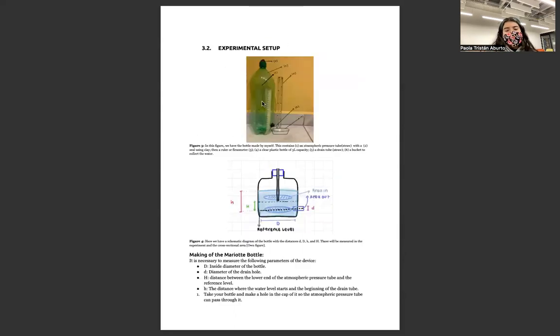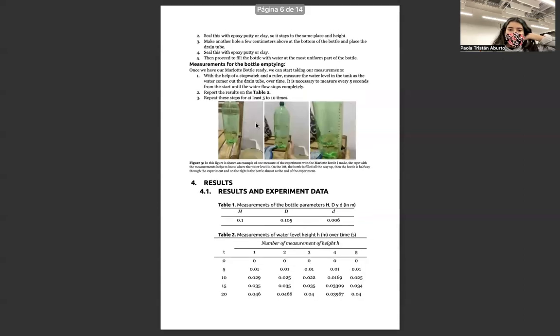Here we have the figure, which is our bottle that contains the atmospheric pressure tube, the drain tube, the clear plastic bottle, a flexometer, a ruler in this case, and a bucket. Here we have a schematic diagram which shows which measurements were taken into consideration: the diameter of the bottle, the diameter of the tube, the height of the bottom of the atmospheric tube to the reference level, and also the height of the water level to the reference level.